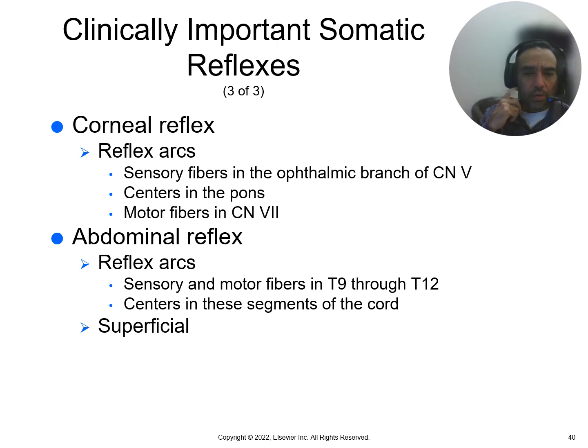The corneal reflex: sensory fibers in the ophthalmic branch of cranial nerve number 5, centers in the pons, and motor fibers in cranial nerve number 7. The abdominal reflex tests for sensory and motor fibers in T9 through T12 and centers in these segments of the cord. This is superficial, so they're mainly checking the skin of the abdomen.